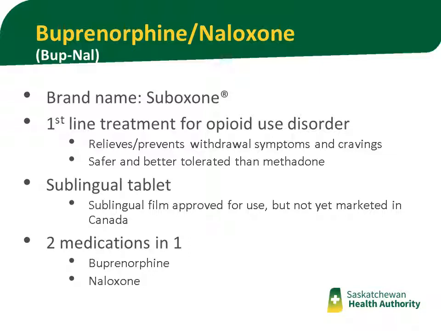Currently in Canada, buprenorphine naloxone is available as a sublingual tablet. A sublingual film has also been approved for use. That just happened in summer 2020, but it hasn't yet been marketed, so it's currently not available. The tablet contains 2 different medications, the first being buprenorphine, which works on the opioid receptors to treat opioid use disorder, and the second being naloxone, which is present only to prevent diversion or misuse of the medication.